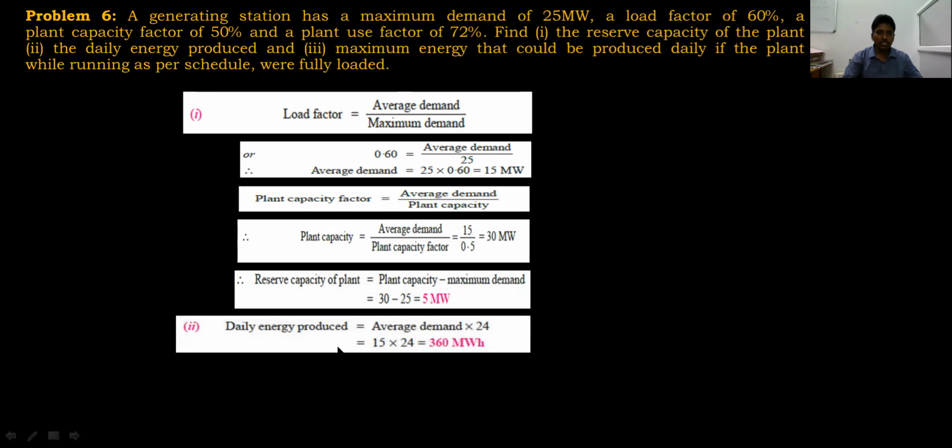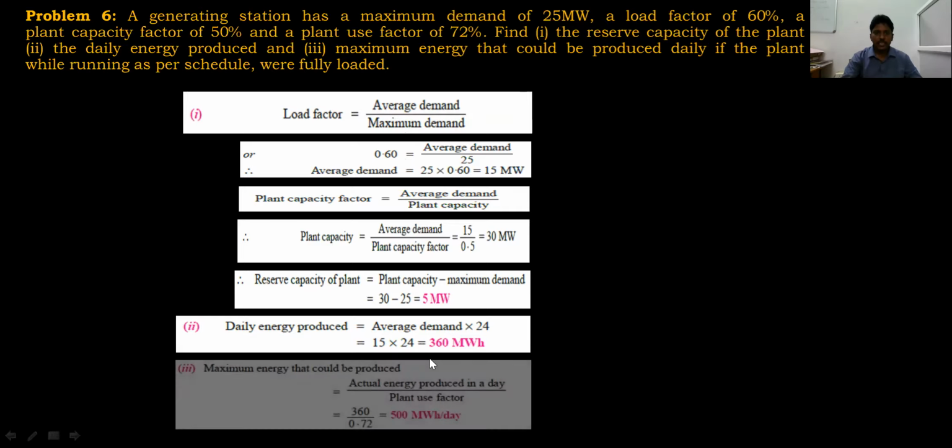And daily energy produced, as I already told you, the number of units produced in a day is equal to maximum demand times load factor times number of hours in a day, or otherwise average demand, which we already found from the previous formula, times 24. That gives you the daily energy produced. And the third one is the maximum energy that could be produced.